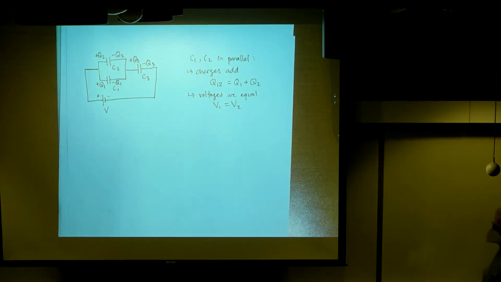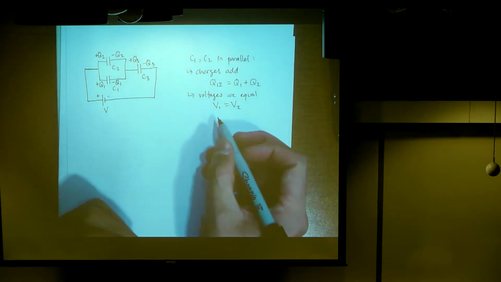So we're not trying to solve for voltage here, we're trying to solve for charge. So do you recall how we write the voltage across a capacitor in terms of the charge that's on it? It's just Q over C. Okay, so that means the voltages are equal.